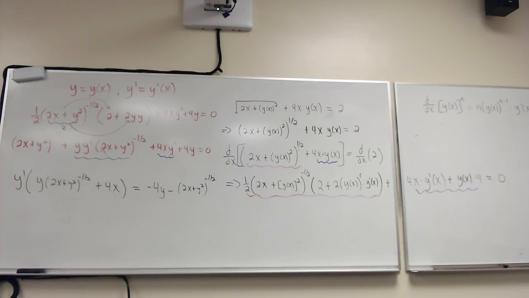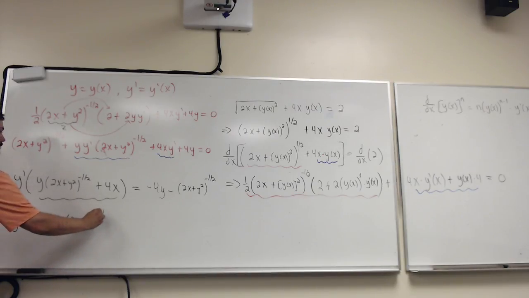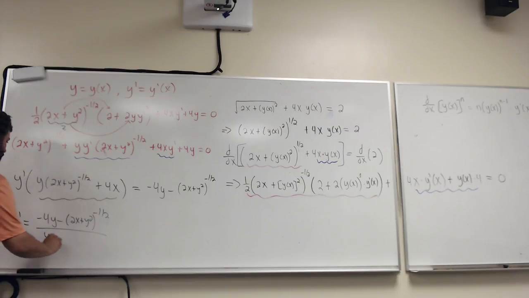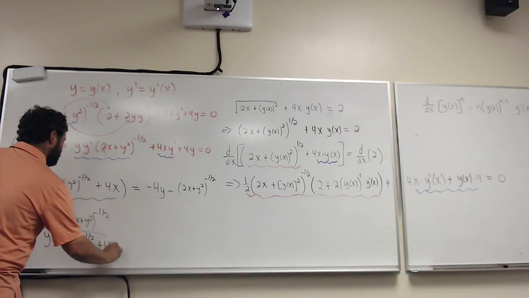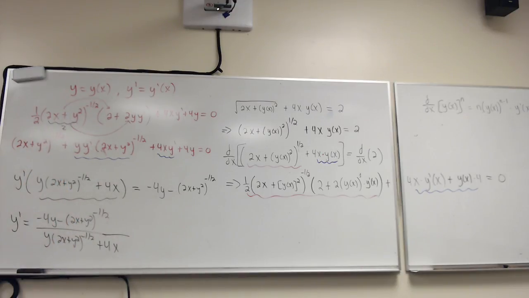So I did two steps. The terms without y prime, subtract to the right. The two terms that contained a y prime, I factored it out to the front. And now there's only one more step. I just have to divide both sides by that expression and we're done. So y prime equals that quotient, and I'm not going to simplify this any further. I don't really see the point in doing it. But there's your y prime.